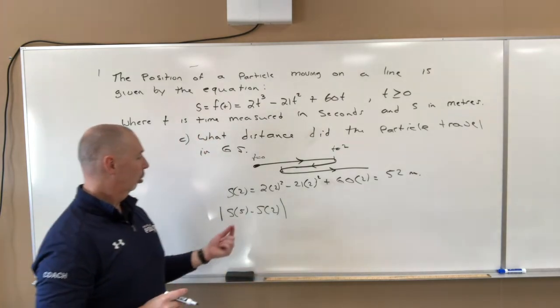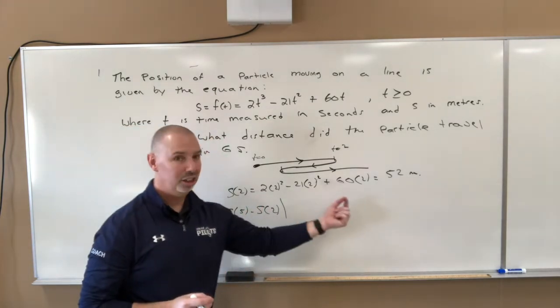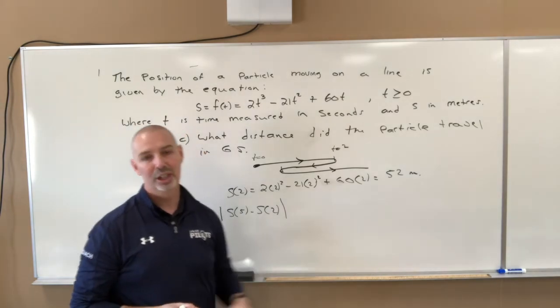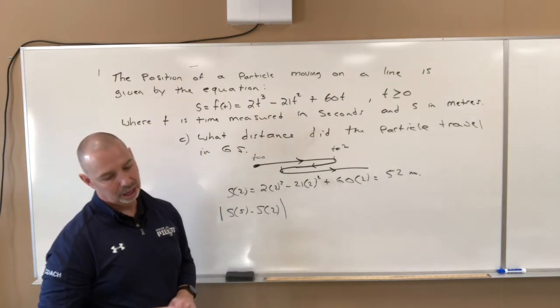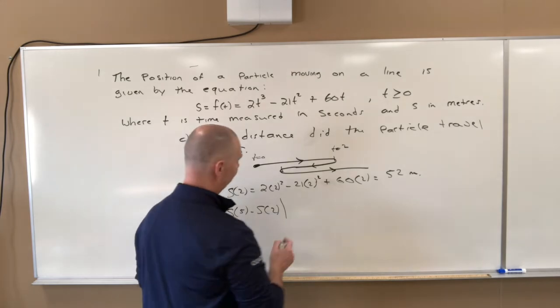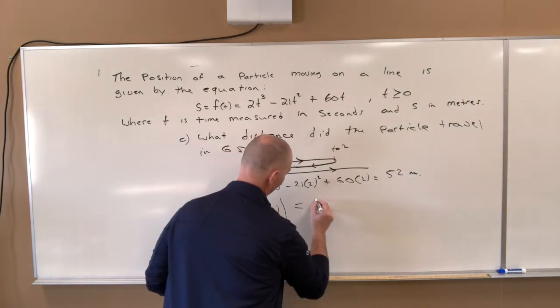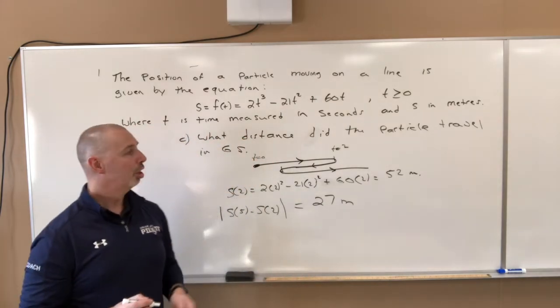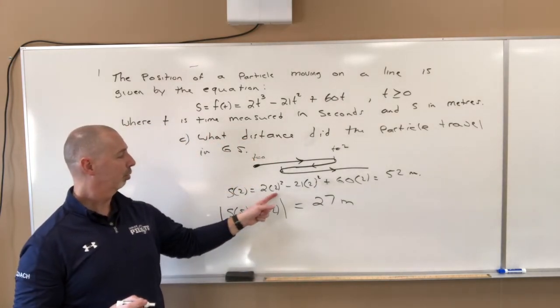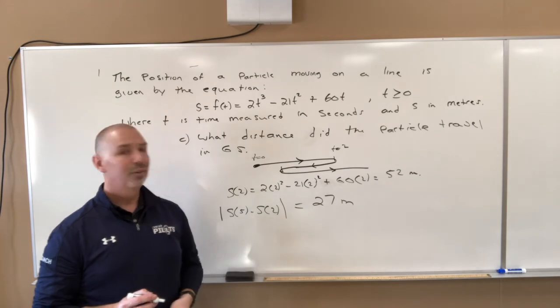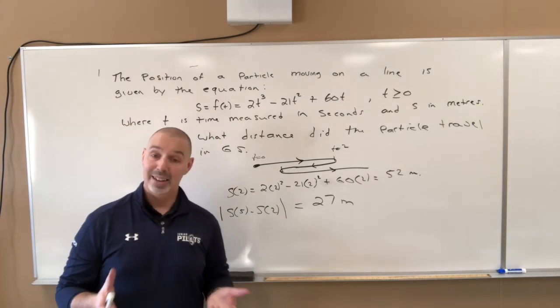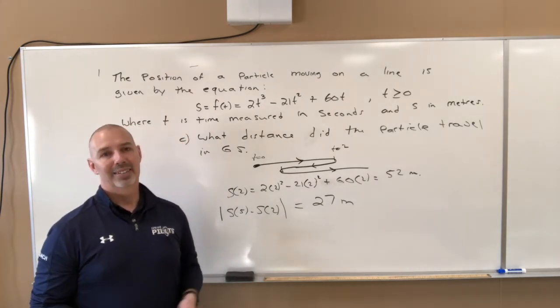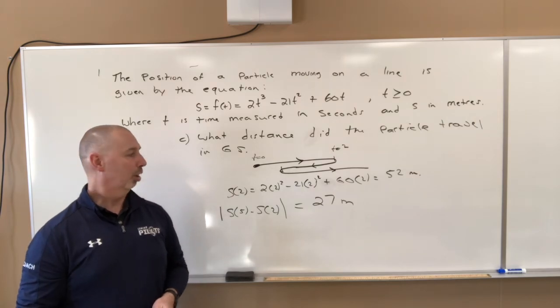So now you're going to put in 5 for t, you're going to put in 2 for t, and you'll calculate your answer. In that case, you should get 27 meters. I'll let you do that calculation on your own, but again, you're going to put in 5 for t, then you'll put in 2 for t. You'll probably get a negative 27, but again, it's the absolute value, so in the end, it is a positive 27.